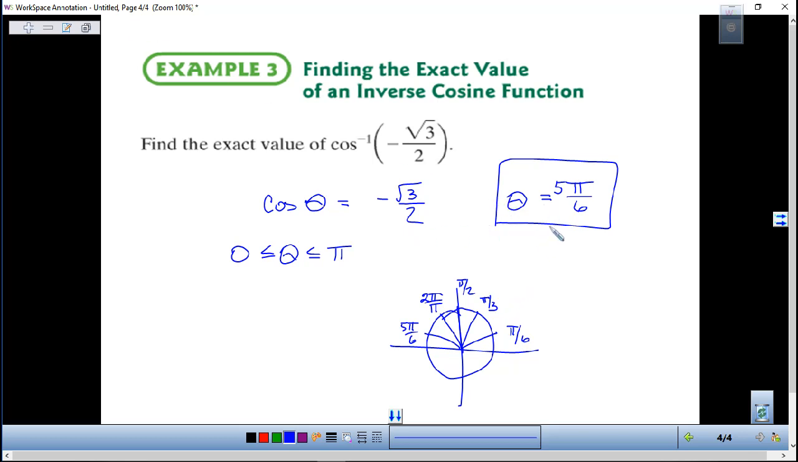And the reason I was able to do that is because of one of the memory tools that I use: anything that has a cosine of square root of 3 over 2 is going to have a denominator of 6. It's going to be a pi over 6 multiple. So in this case, it was the 5 pi over 6.